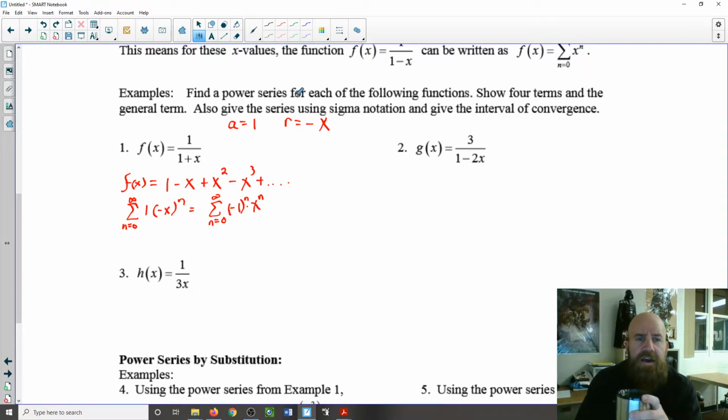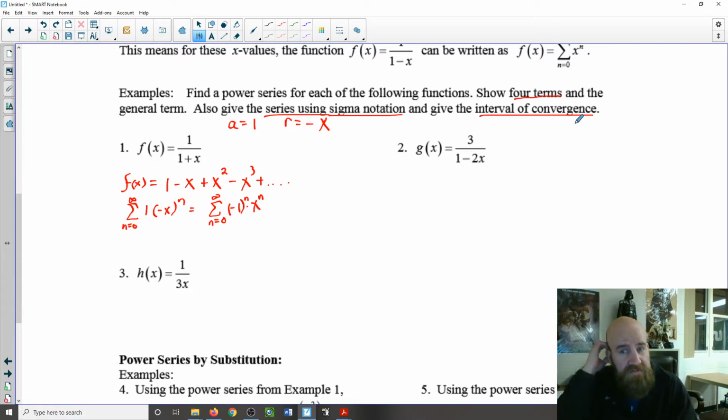All right, so we gave our polynomial in 4 terms. We have that. We have our series in sigma notation, and we want this interval of convergence. So we're trying to find 3 things here. All right, so an interval of convergence.